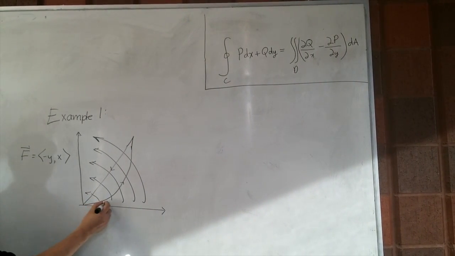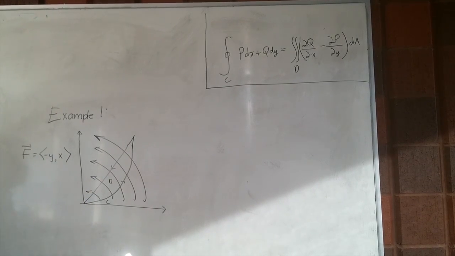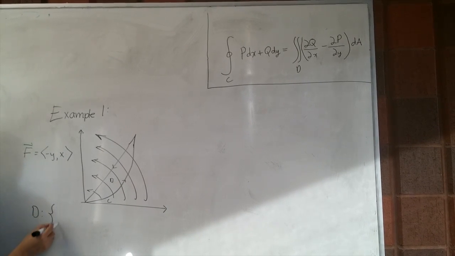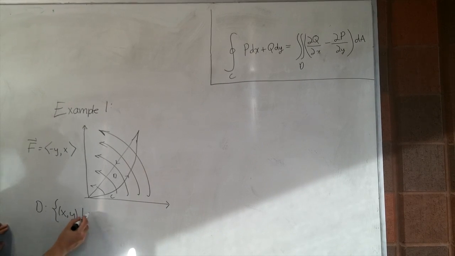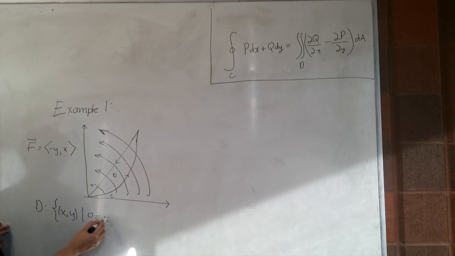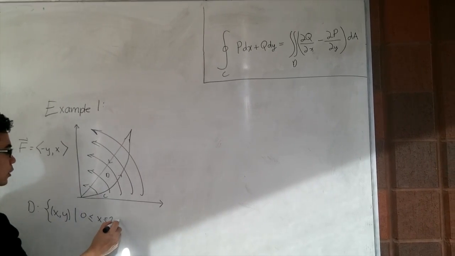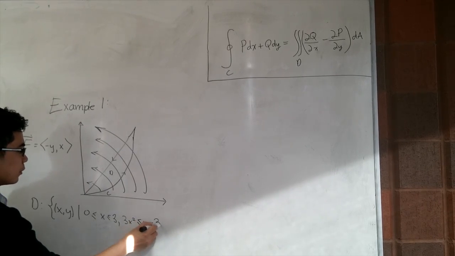So let's call this path C, and let's call the region in between it D, and let's define D to be the set of all points such that x is between 0 and 3, and y is between 3x squared and 3x.